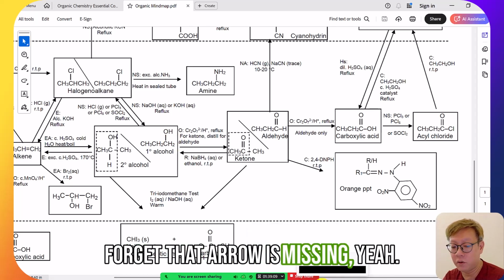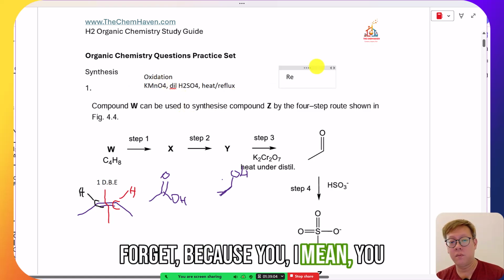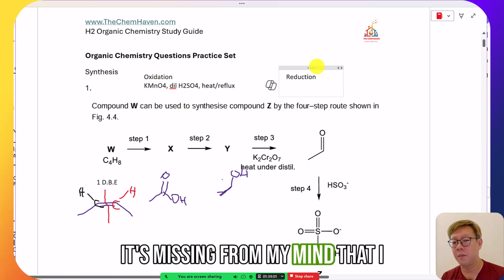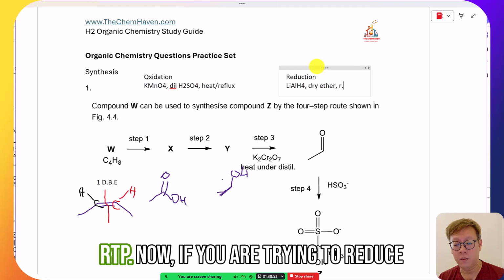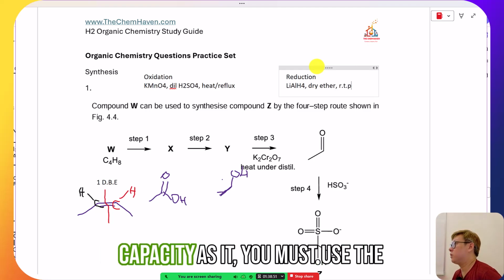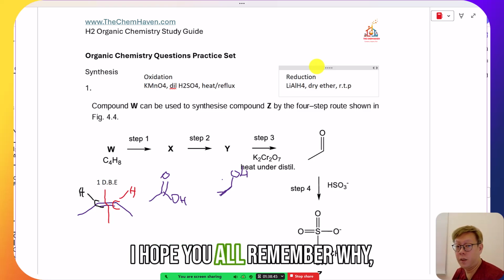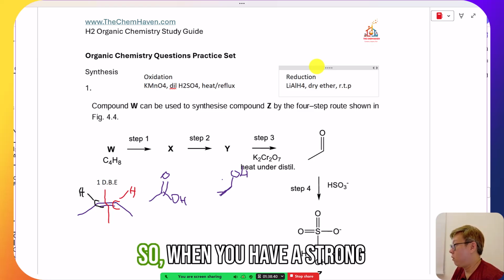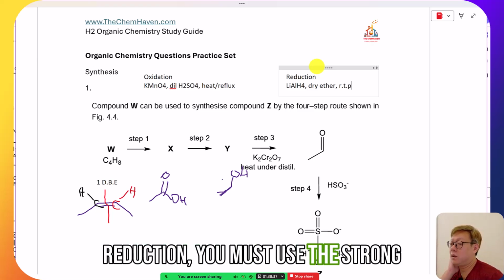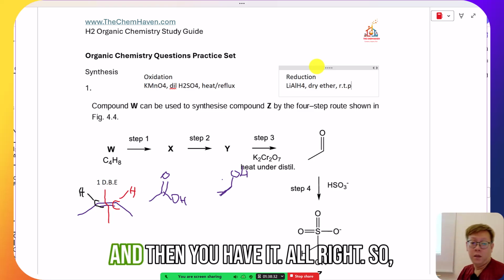Sorry, I forgot the arrow is missing. So what do we use? If you forget because it's missing from my mind map, I apologize, okay? You use LiAlH4, dry ether, RTP. Now, if you are trying to reduce carboxylic acid, you must use the strong reducing agent. I hope you all remember why. Because the change in oxidation number is 4. So when you have a strong reduction, you must use the strong reducing agent. Everybody clear? And there you have it.